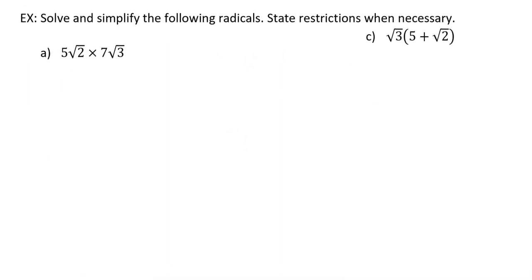For the first one here, we just have 5 root 2 times 7 root 3. They both have the same index, so all we have to do is multiply the coefficients. This is just 35, 5 times 7. And then it's just 2 times 3, so this is going to be root 6. And that's it. Not too bad, right? That one's usually pretty straightforward for students.